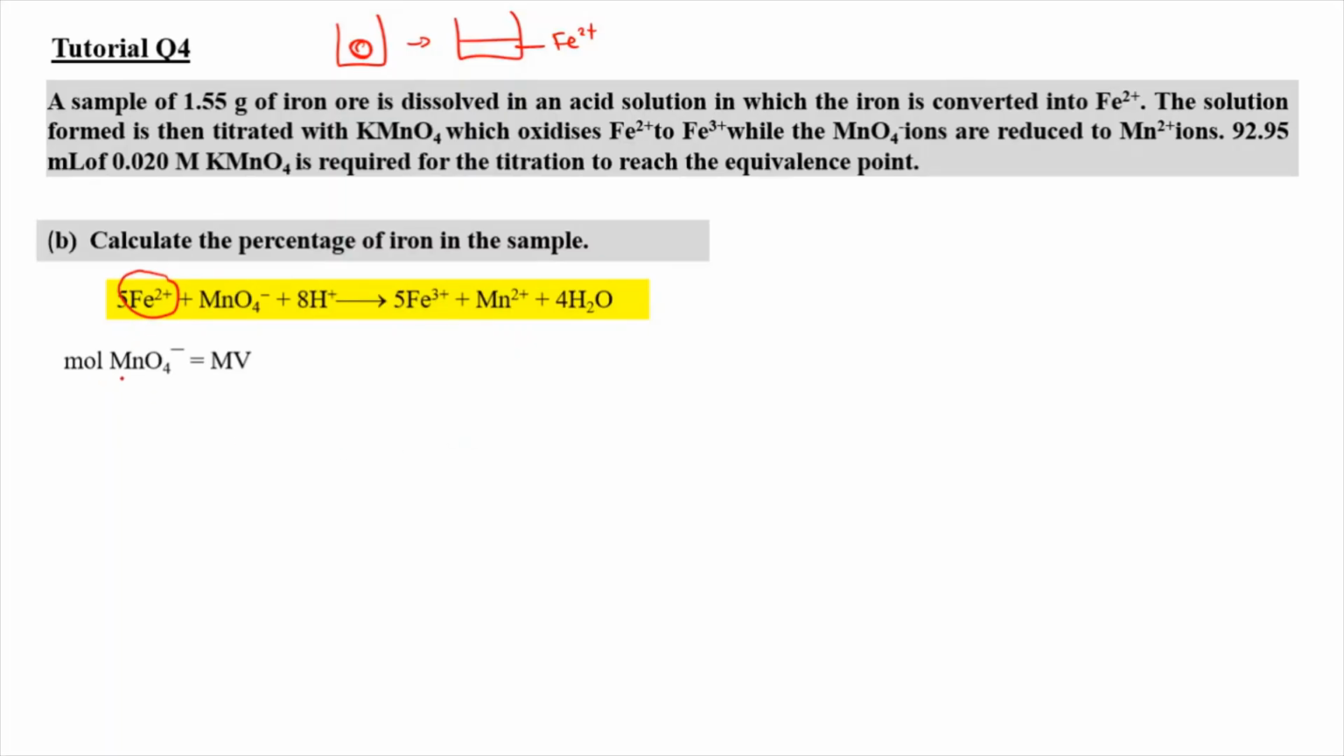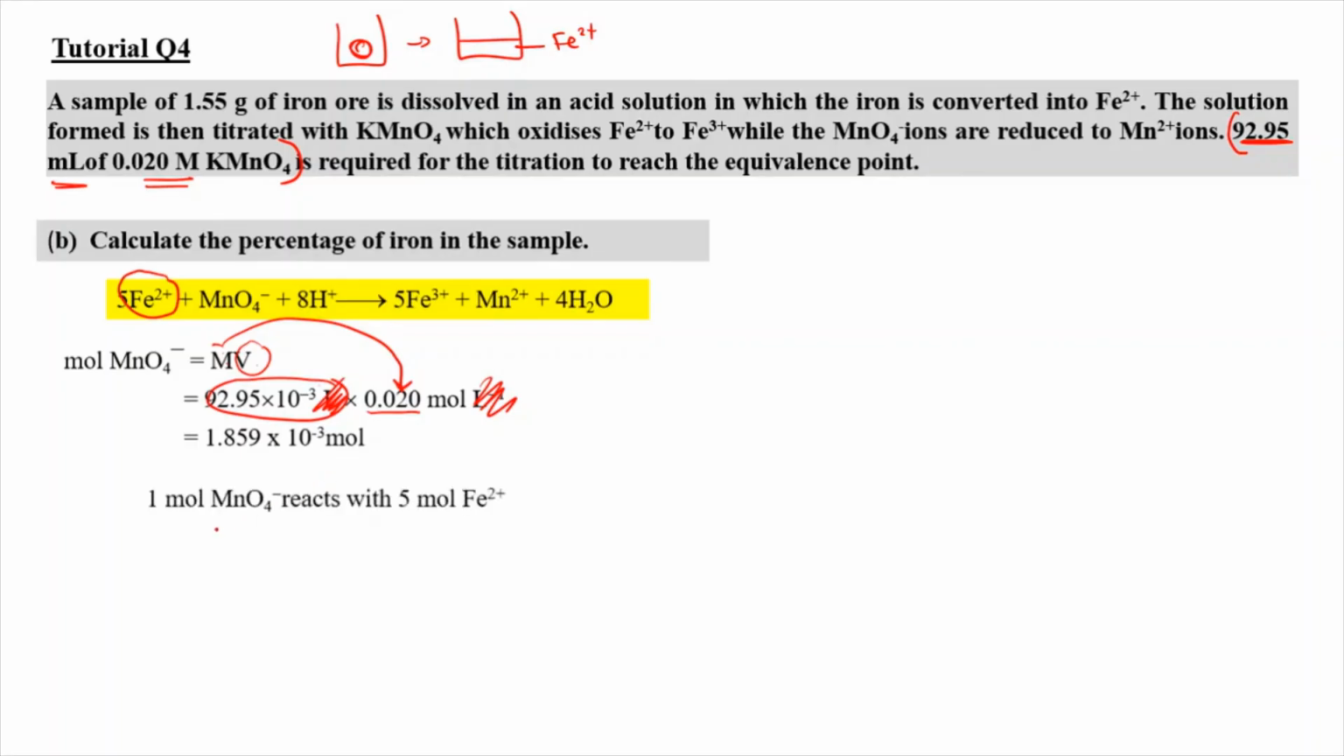In order to find the number of moles of Fe2+, we need to first calculate the number of moles of permanganate ion, because this is what is given in the question, the volume as well as the molarity. So moles of MnO4 minus is equal to MV. The molarity is 0.020, and the volume is 92.95 times 10 to the power of negative 3. The volume is as circled here, and the molarity is here. The volume is 92.95 in liters, because we need to cancel out liter with per liter. Once you multiply that, you get 1.859 times 10 to the power of negative 3 mole.